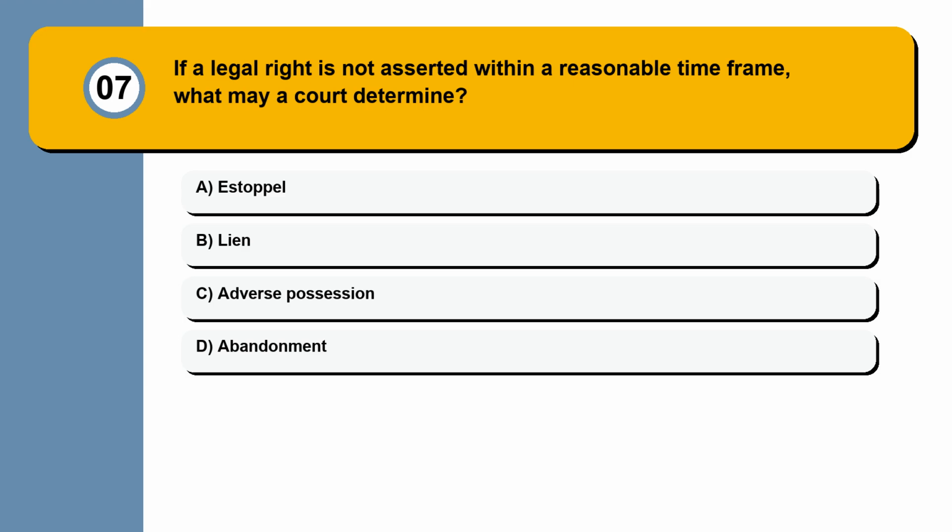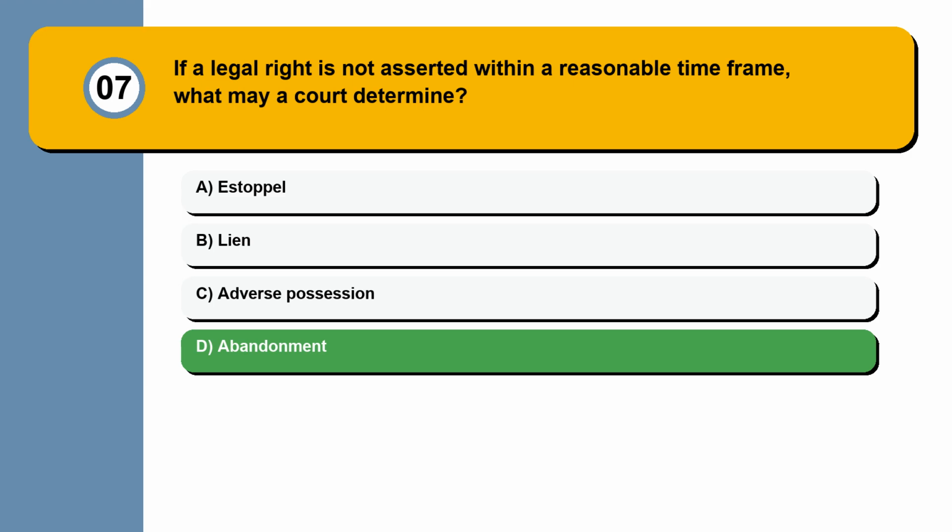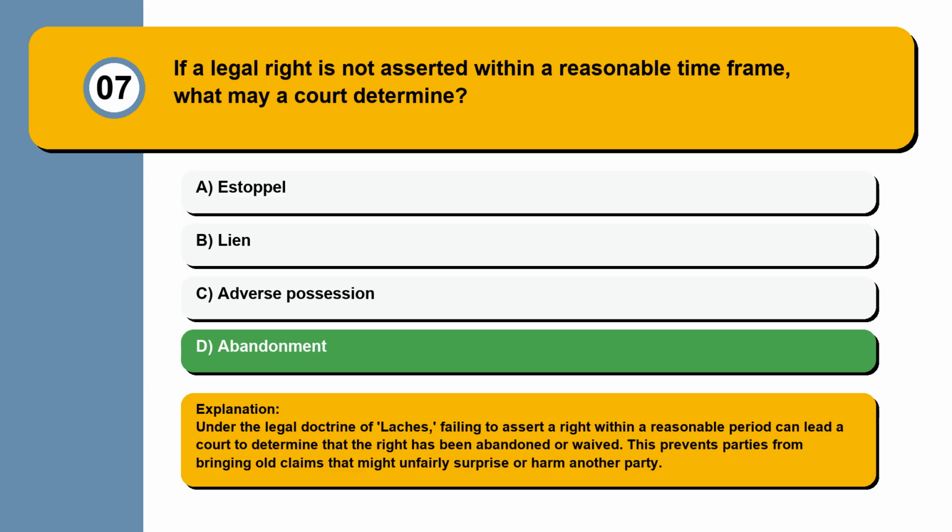Question 7. If a legal right is not asserted within a reasonable time frame, what may a court determine? Estoppel, lien, adverse possession, abandonment. Under the legal doctrine of laches, failing to assert a right within a reasonable period can lead a court to determine that the right has been abandoned or waived. This prevents parties from bringing old claims that might unfairly surprise or harm another party.